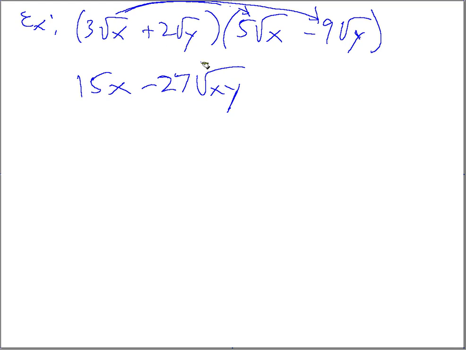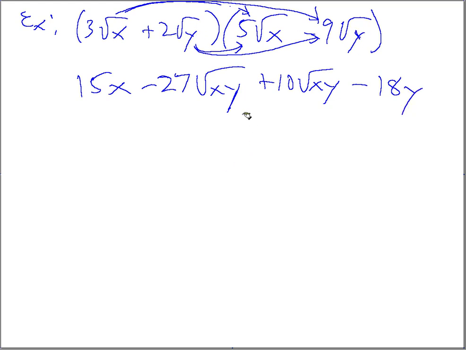All right. So 2 arrows on top, now 2 arrows on the bottom, distributing the 2 square root of y. 2 root y times 5 root x is going to be what? 10 root xy. And 2 root y times 9 root y, that's going to be minus 18, right? 2 times 9 is 18. Again, root y times itself is just y.